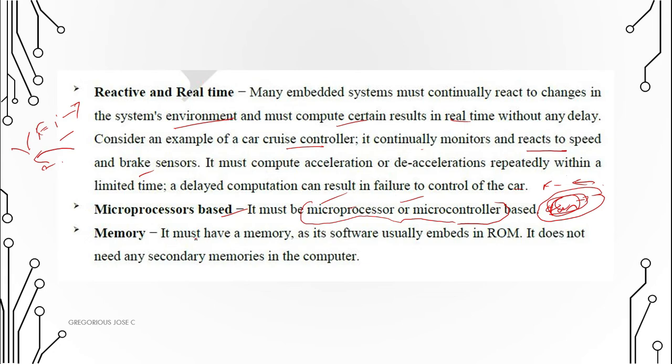The next one is memory. It should have a memory. Why do we need a memory? Only then can we embed a software or a program in that ROM and perform the operation accordingly. That's why there should be a memory present, and it will be a microprocessor-based system, and it will be reactive.